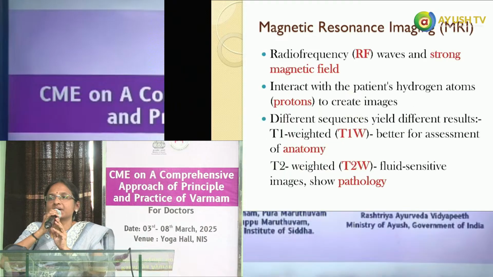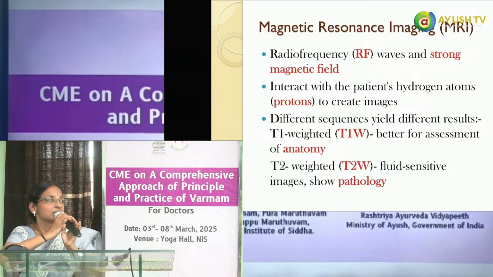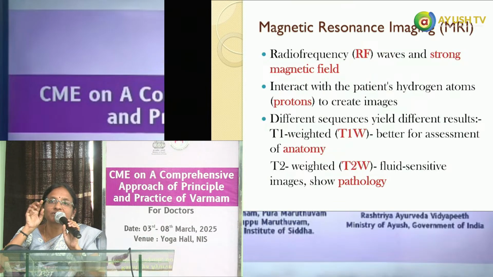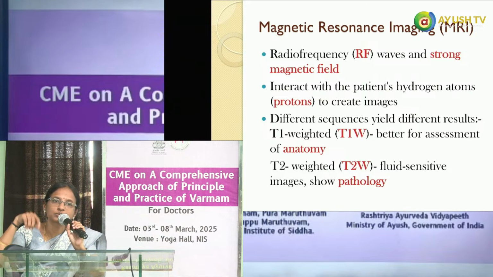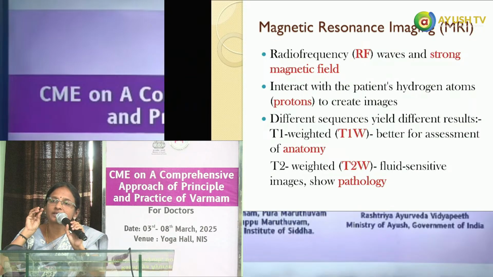So next will be MRI, magnetic resonance imaging. MRI uses radio frequency waves. X-ray is an electromagnetic ionizing radiation, CT is multiple X-rays. MRI is a radio frequency wave and uses a strong magnetic field. So there is no radiation problem with this. The mechanism is that these radio frequency waves interact with the body cells. All the cells in the body have hydrogen. The radio frequency waves interact with the protons and give us an MRI picture.